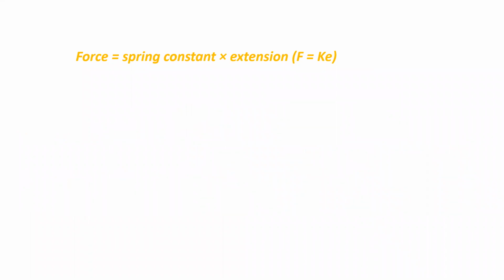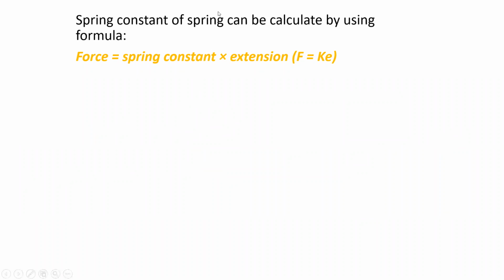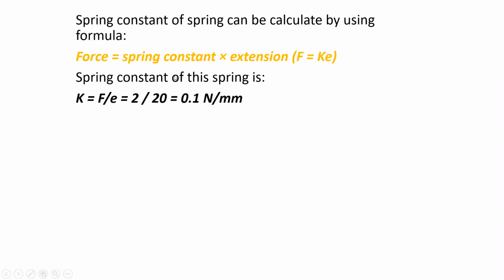So the formula for Hooke's law: force is equal to spring constant multiplied by extension, or F equals K E. How do we denote spring constant? It is represented by K. So force is denoted by F, spring constant by K, and extension by E. So F equals K E.